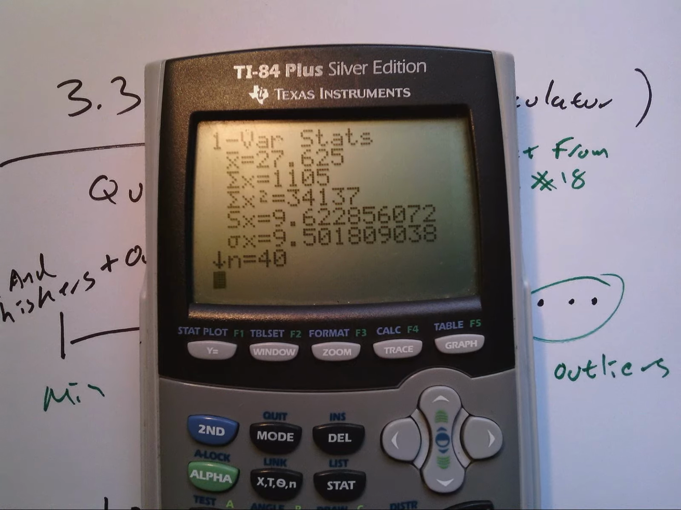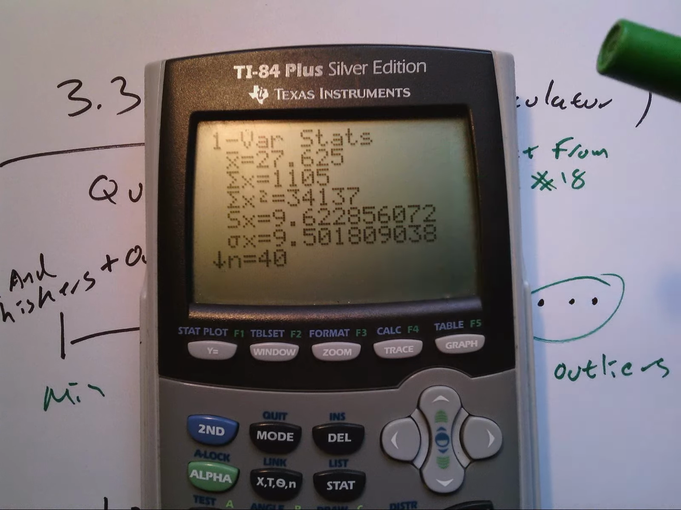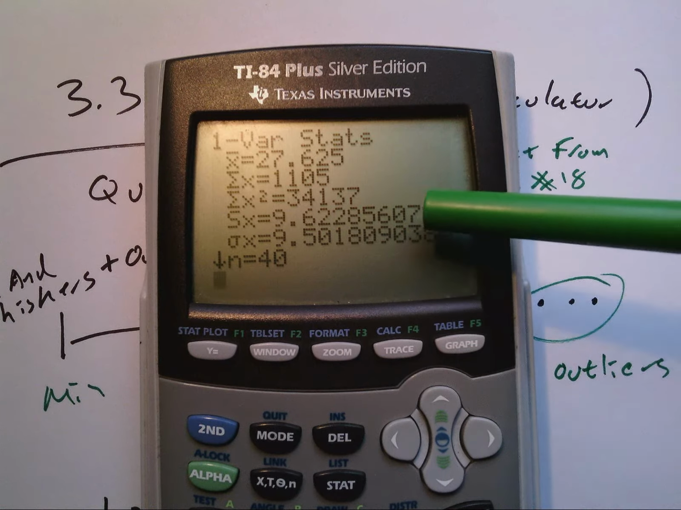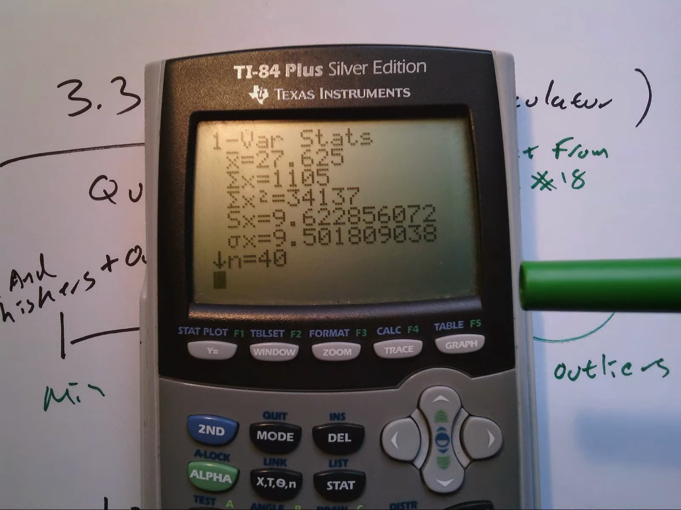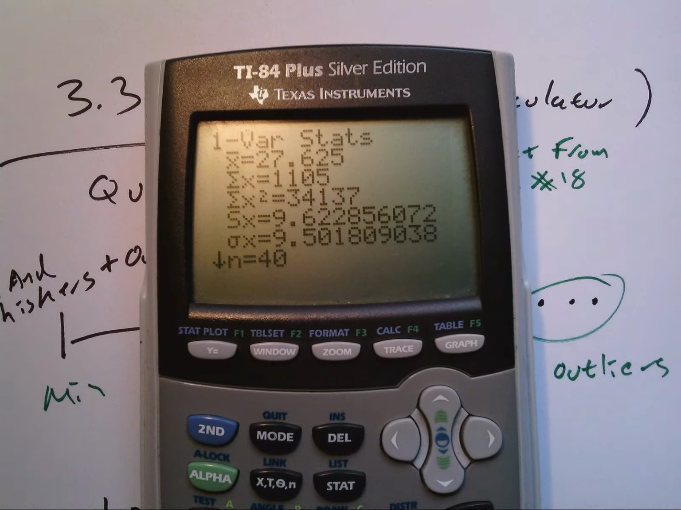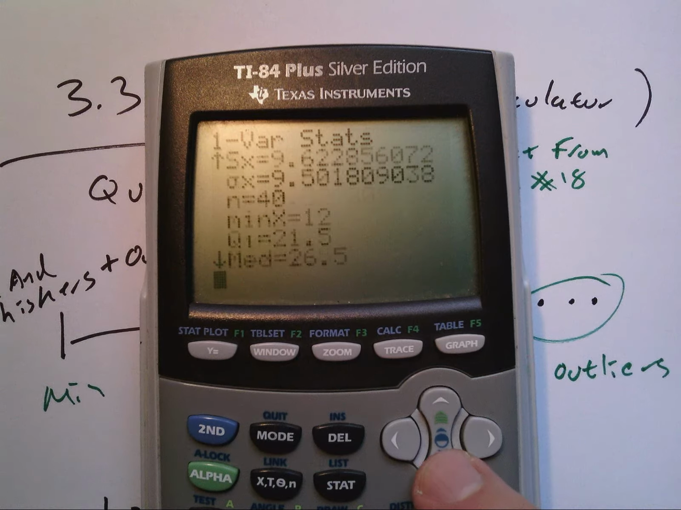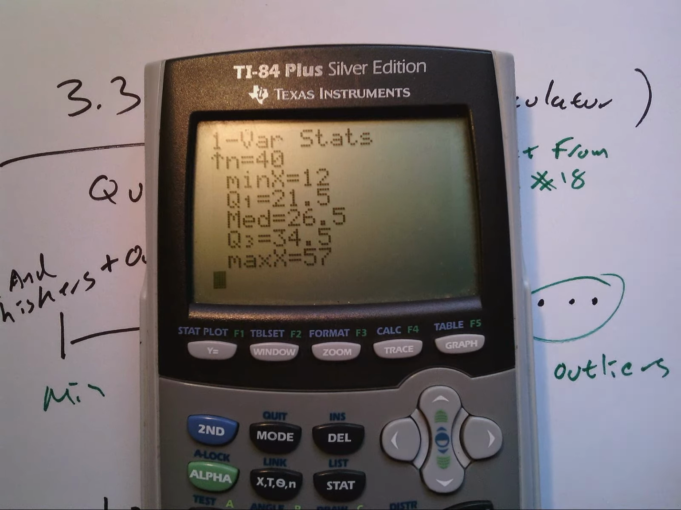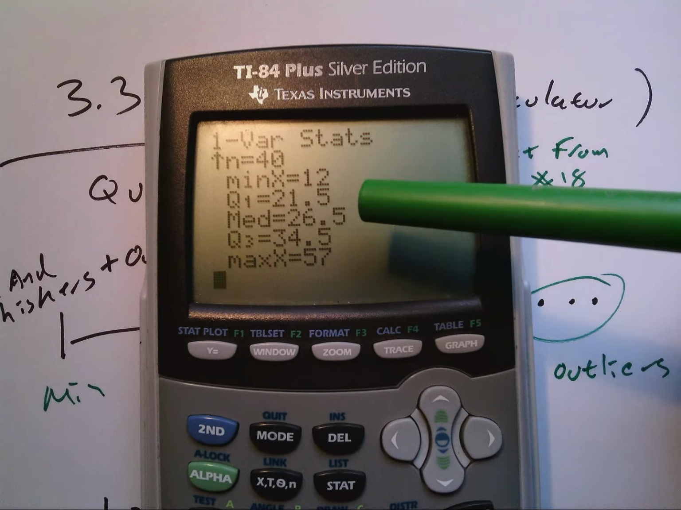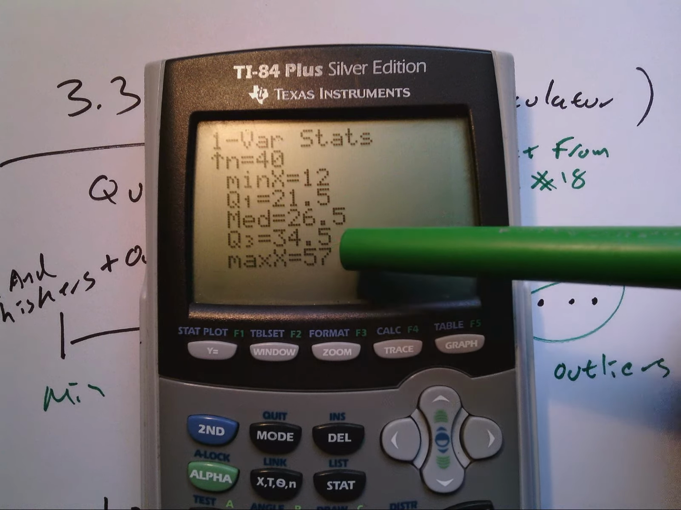And now it gives me a whole bunch of information. It gives me the mean, the sum of the values, the sum of the values squared. It gives me my standard deviation of the sample, if it was a sample, the standard deviation of the population, if it was a population, the overall count, which was 40, and then if I keep pressing down, I have my minimum, my Q1, my median, my Q3, and my maximum value.